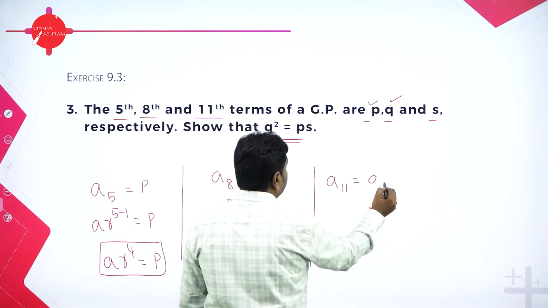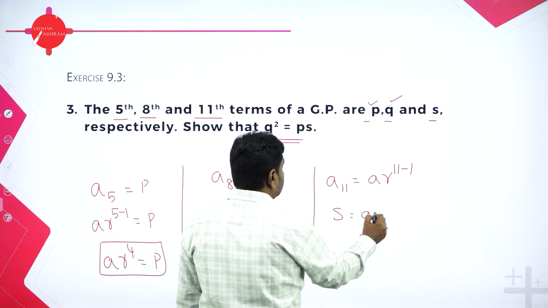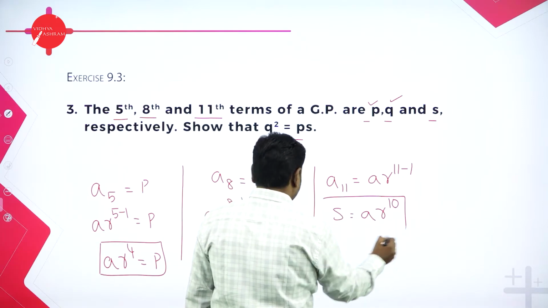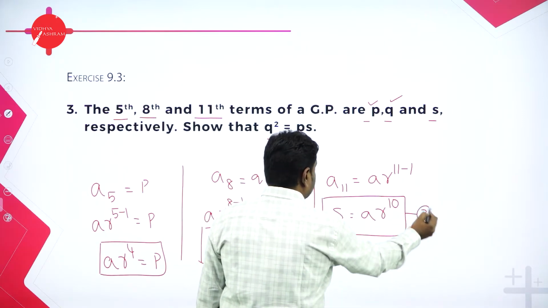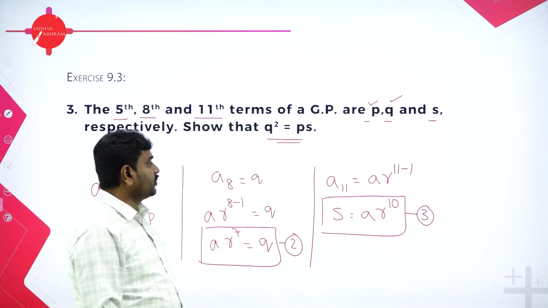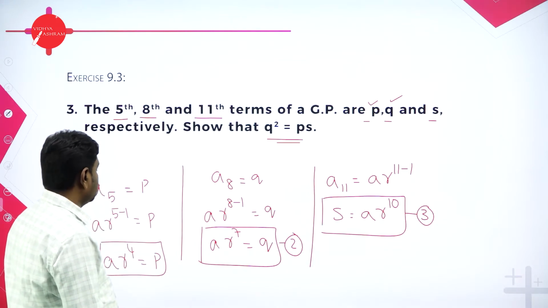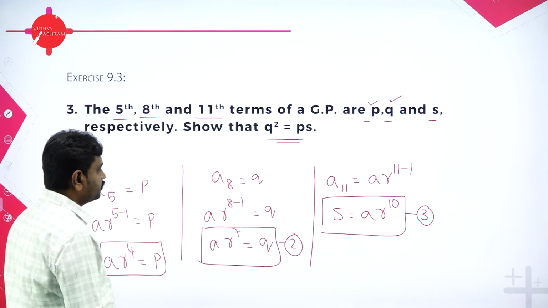A11 is what? A into R power 11 minus 1. A11 is S. S is equal to what? A R power 10. So you got the S value also. You got P, Q and S. So you know the P value, you know the Q value, you know the S value. So all the values we got.